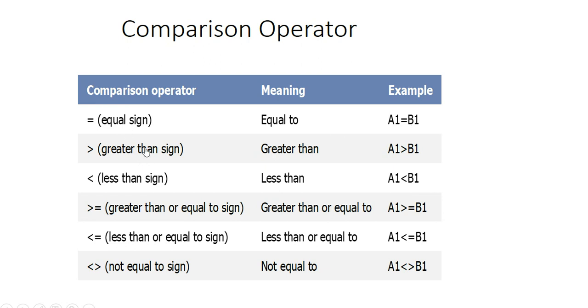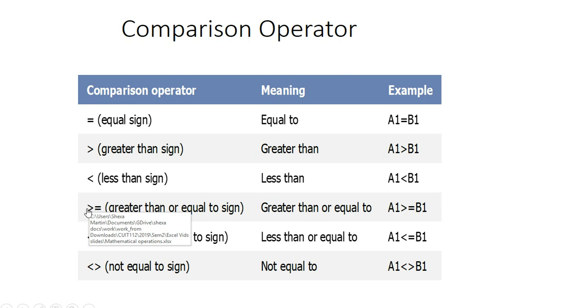Right, let's look at the greater than sign. The greater than sign is used to check if the value to its left is greater than, or bigger than, the value in B1, which is to its right side. Less than is used to check if the value to its left is smaller than the value to its right side.